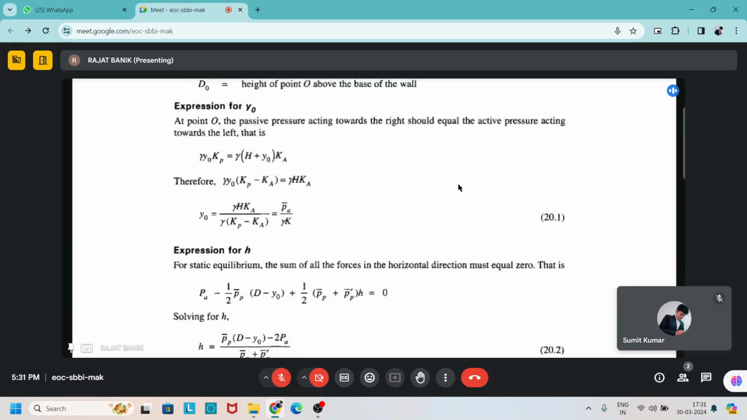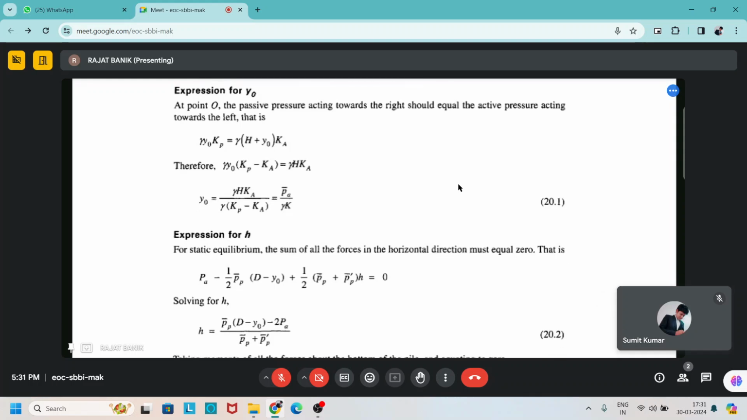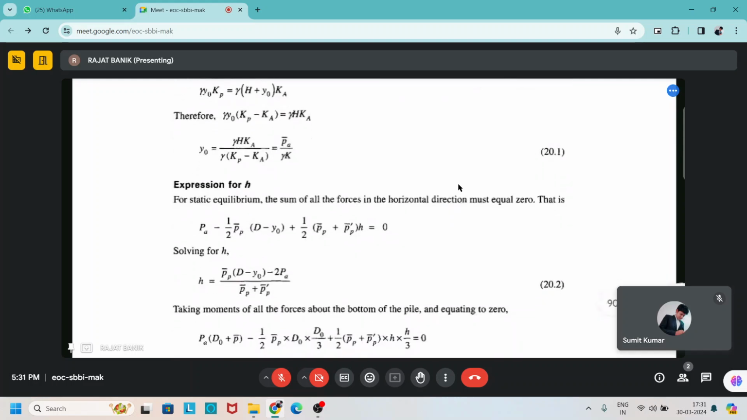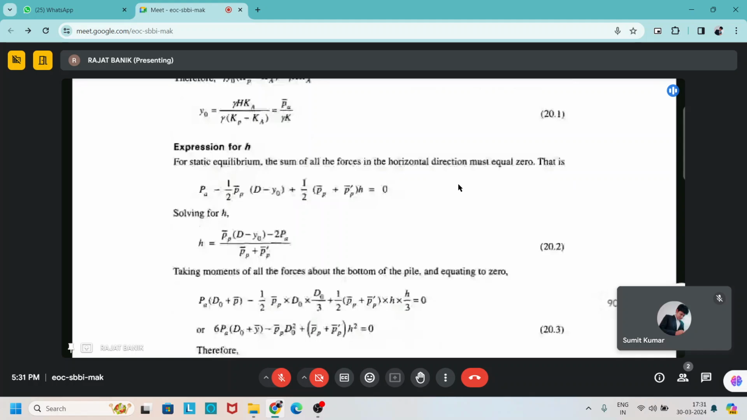Now, the expression for H. For static equilibrium, the sum of the forces in the horizontal direction must be equal to zero. That is, Pa minus half of Pp bar into D minus Y naught plus half of Pp bar plus half of P dash P bar into H is equal to zero. Solving, we get H.